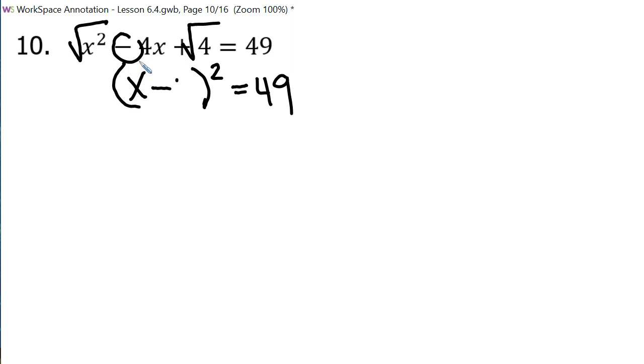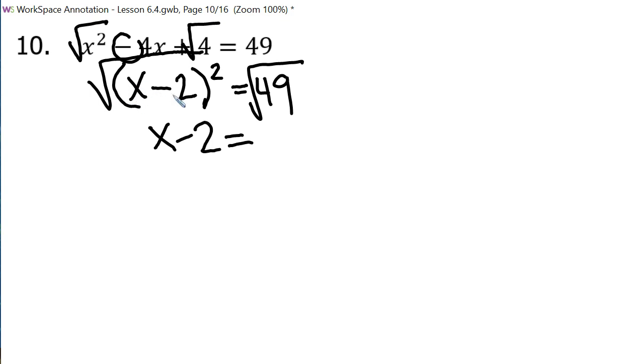Now solve that equation. How do I get rid of a square? Square root it. So square root the left side, square root the right side. And what happens when we square root a square? They cancel. So bring down your x minus 2. And what is the square root of 49? Plus or minus 7. Remember, we need two answers. If I want this x by itself, what is the opposite of minus 2? Add 2 to both sides.